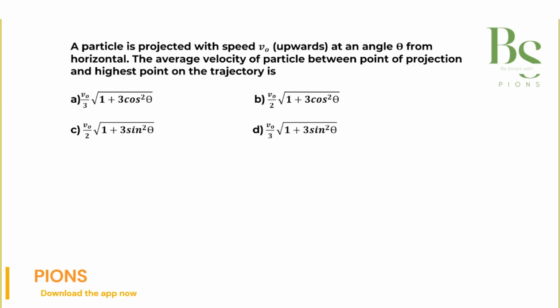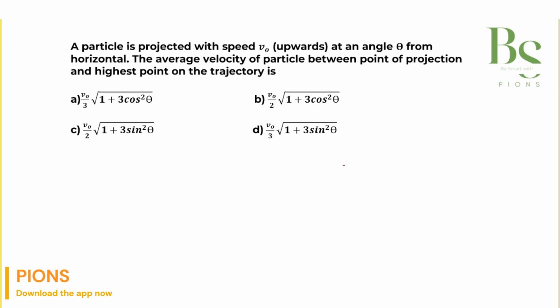Subscribe now. A particle is projected with speed v0 upward at an angle theta from the horizontal. Find the average velocity of the particle between the point of projection and the highest point on the trajectory. Okay, so let me just first draw it.